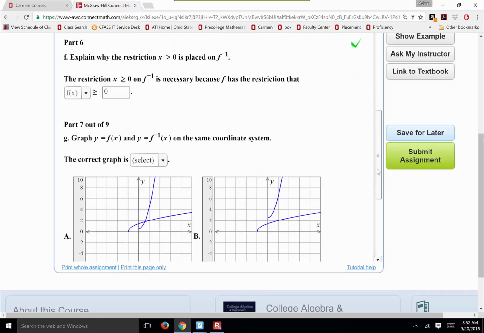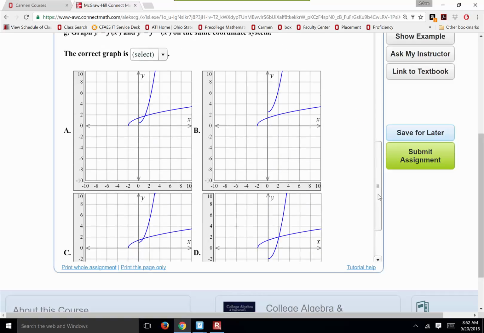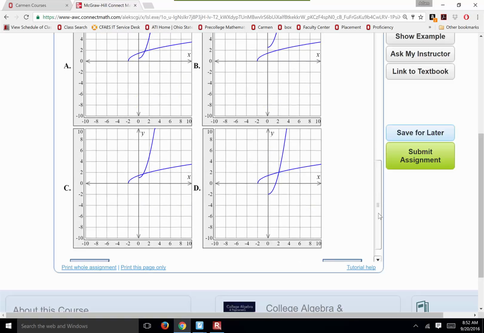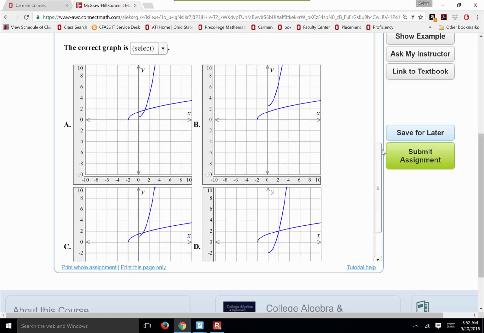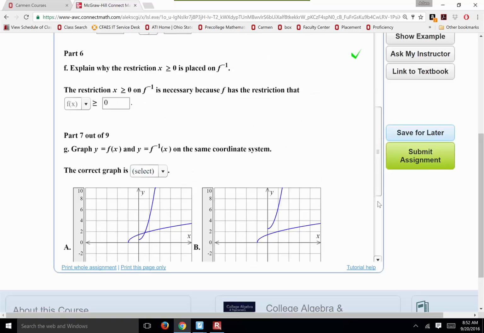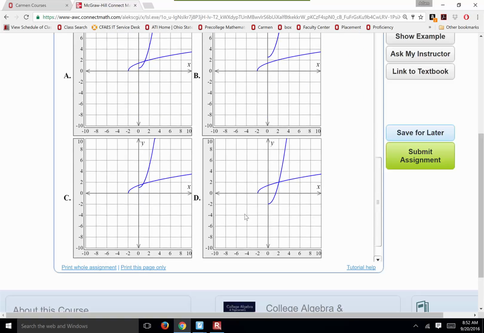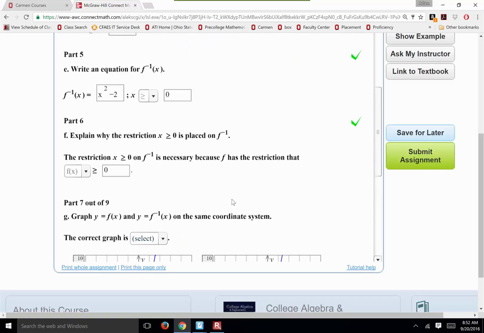In number 7, you need to pick the correct graph for F inverse. We already did that. Which one was it? This is the original, this is the inverse. So it's D, correct? F and F inverse, you see the symmetry? If you draw a line between them, these two pictures are symmetric. So it's D.